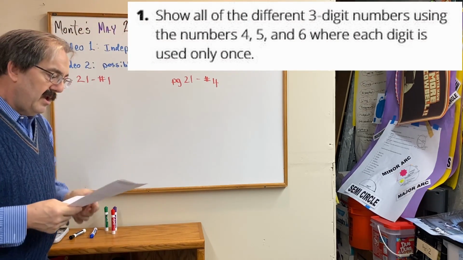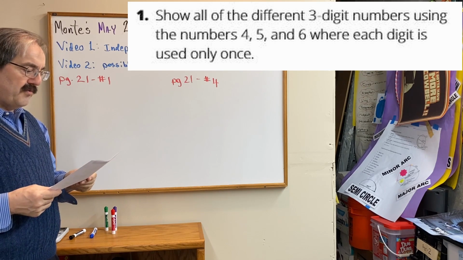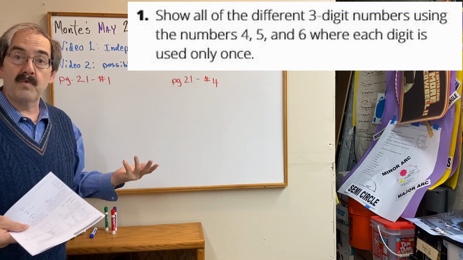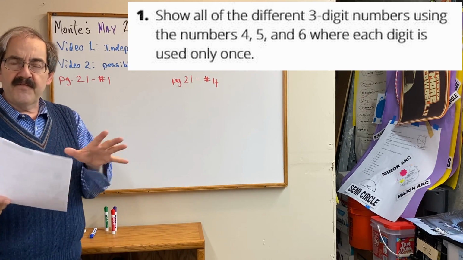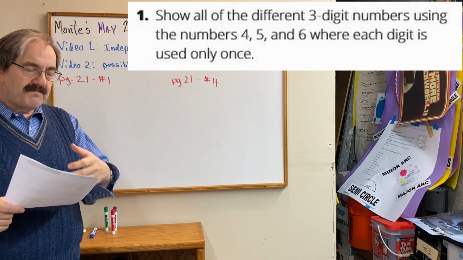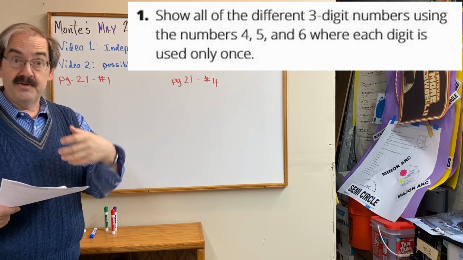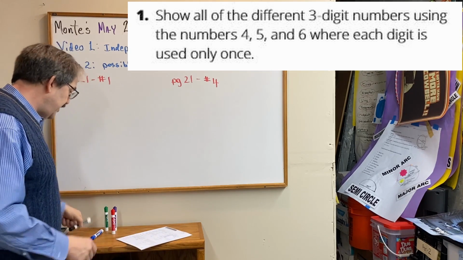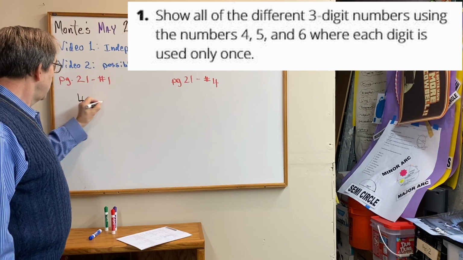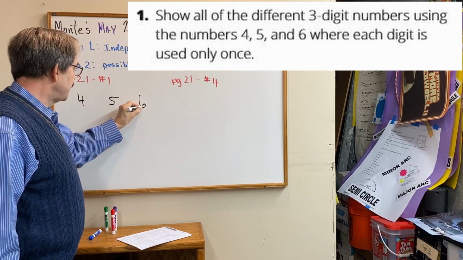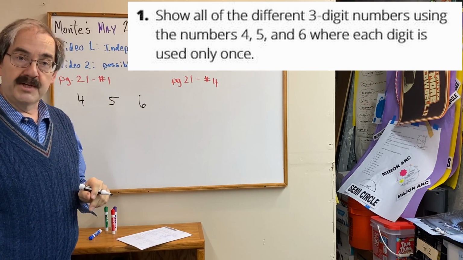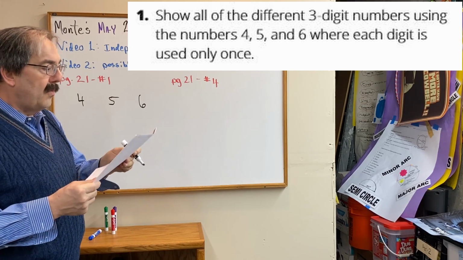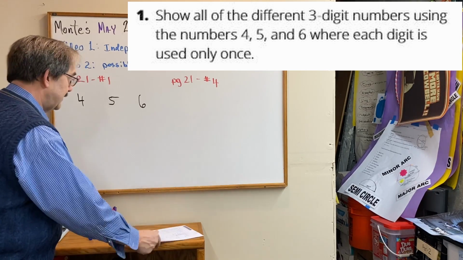Show all the different 3-digit numbers using a 4, a 5, and a 6 where each digit is only used once. Okay, lots of different ways to think about it. One of the most popular ways to illustrate it, to draw it, is to use a tree diagram, okay? So let's draw a tree diagram. We got a 4, we have a 5, and we have a 6. What are all the possible combinations? Well, you can only use it once. Now remember to read the words, only use the digit one time, okay?